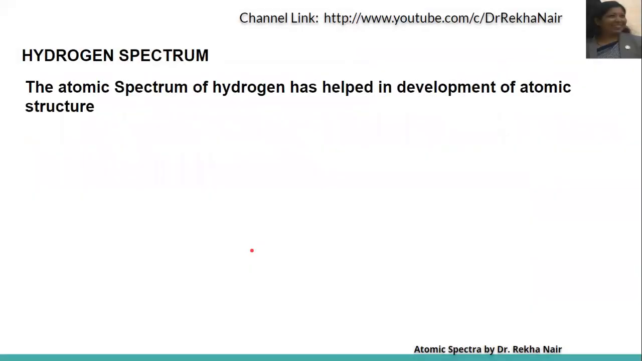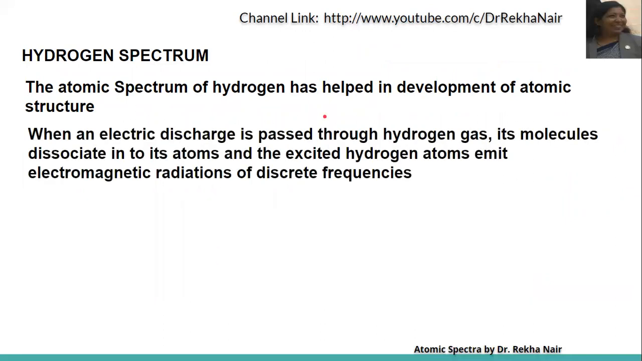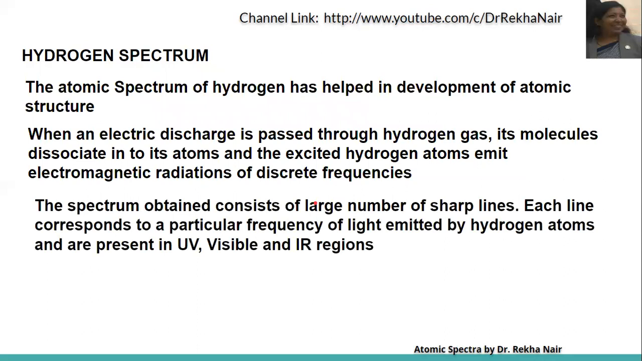Next is hydrogen spectrum. The atomic spectrum of hydrogen helped in the development of the atomic structure also. When an electric charge is passed through hydrogen gas, its molecules dissociate into atoms, and the excited hydrogen atoms emit electromagnetic radiations of discrete frequencies. Discrete frequencies means we have packets of energy, and the spectrum obtained consists of a large number of sharp lines.